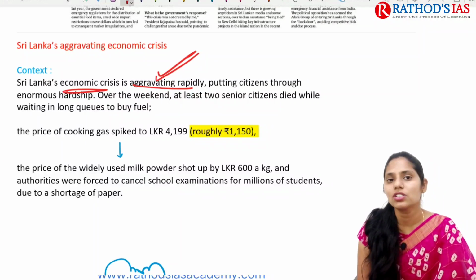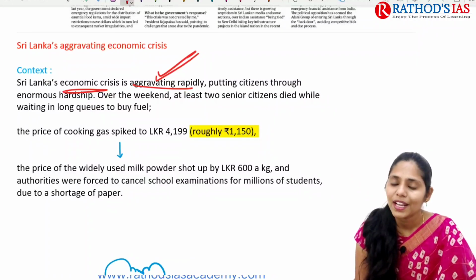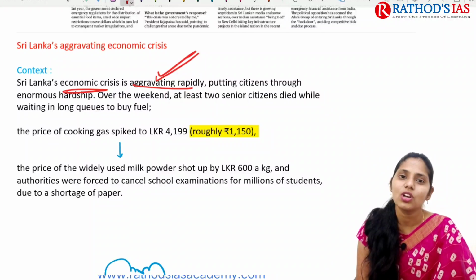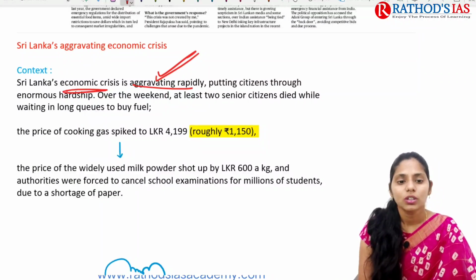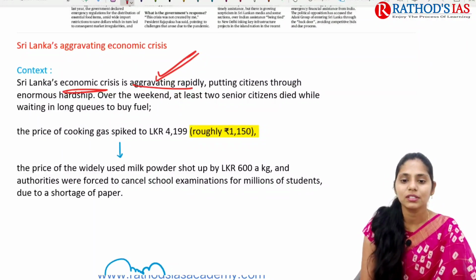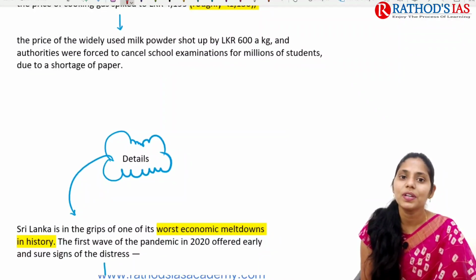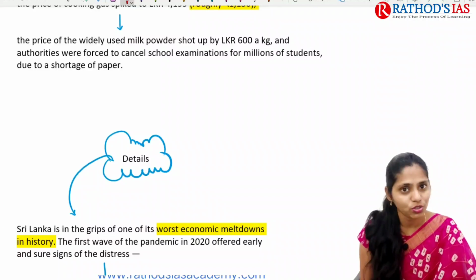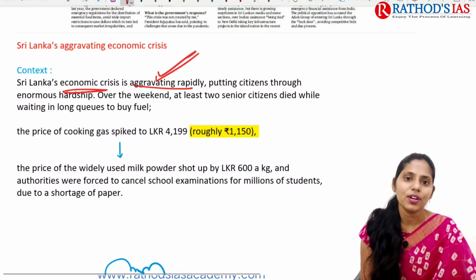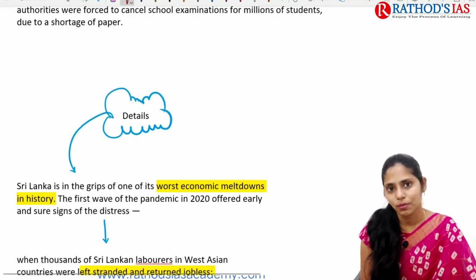So if you see the price in Sri Lankan rupees, it is like 4,200 rupees. But in Indian rupees, it is like 1,150 rupees per cooking gas cylinder. And not only that, even milk powder cost has increased to 600 Sri Lankan rupees. And we also studied that due to the lack of paper, there is cancellation of examinations for millions of students, right? Because of shortage of paper. So these are some important things that mainly show Sri Lanka is in a severe economic crisis.